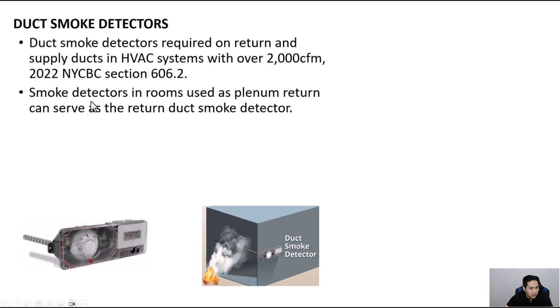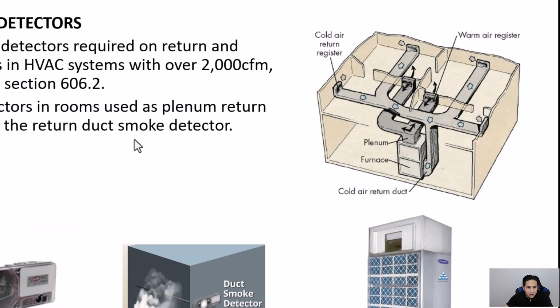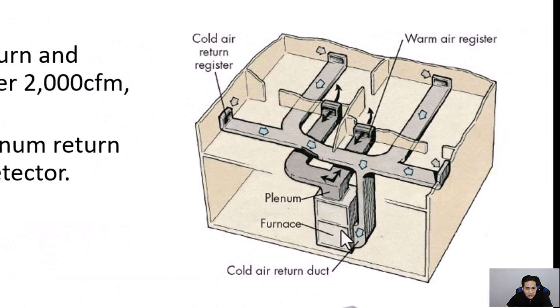So smoke detectors in rooms used as plenum return can serve as the return duct smoke detector. So where the smoke detector is required on the return, that requirement can be covered with a smoke detector that's actually just in the room if that room is used as a return plenum. As you can see here, you can have an HVAC system such as this, and this is the supply, it's going here, and these are all the returns, as you can tell from the arrow. And the return goes back into the unit.